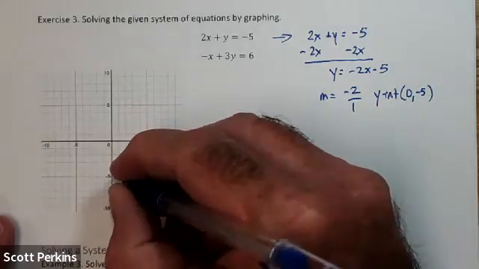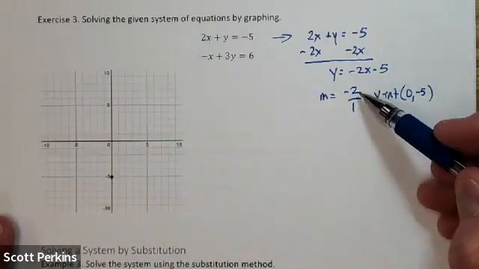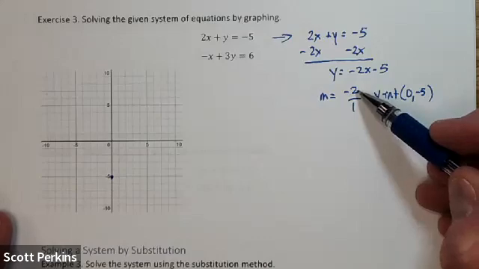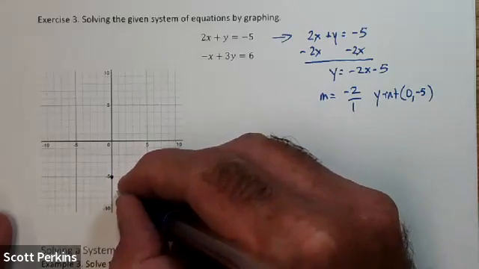So I go down 5. My slope being -2 over 1 means -2 in the y direction, so down 2. Positive 1 in the x direction, so right 1. So down 2, right 1, down 2, right 1.